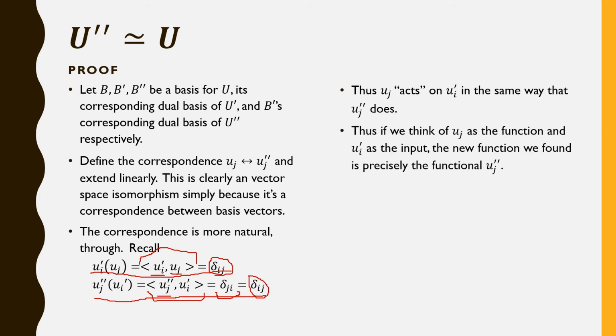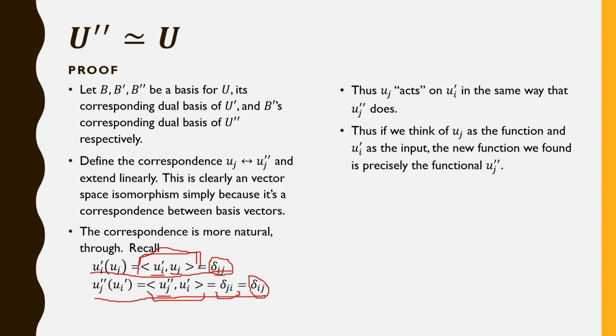Because of that, you can think of the uj as the function and the ui prime as the input, and if you do that, the new function you find from this equation here is precisely uj double prime. And this gives a natural way of lining up uj and the uj double primes. So when we say that u double prime is naturally isomorphic to u, we mean that u behaves exactly like u double prime does, even when it's interacting with u prime itself.